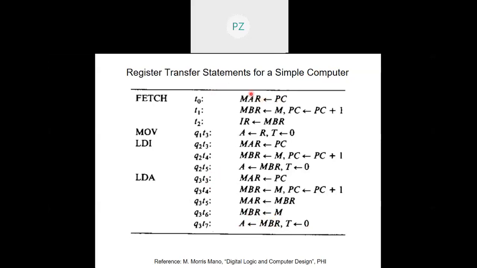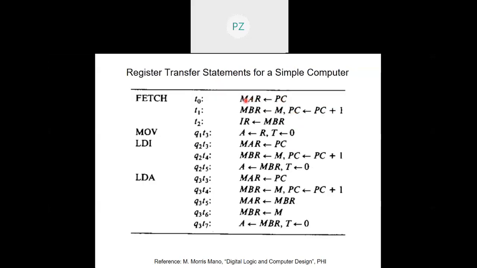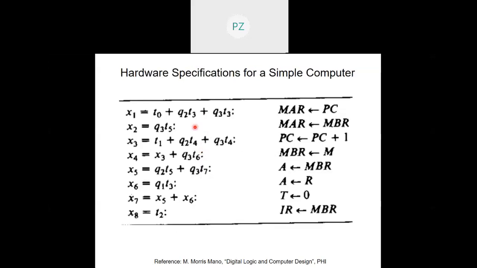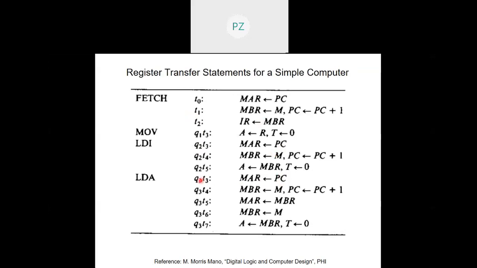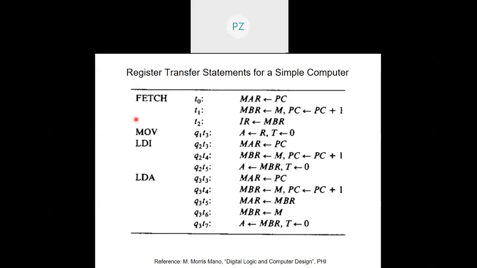Now I have to take all these register transfers and see what the control signals corresponding to them are, right? For example, PC to MAR. Where is it? PC to MAR is T0 or Q2 T3 or Q3 T3. So any one of these three, PC to MAR should be done. I am just giving it a new name, X1, right?